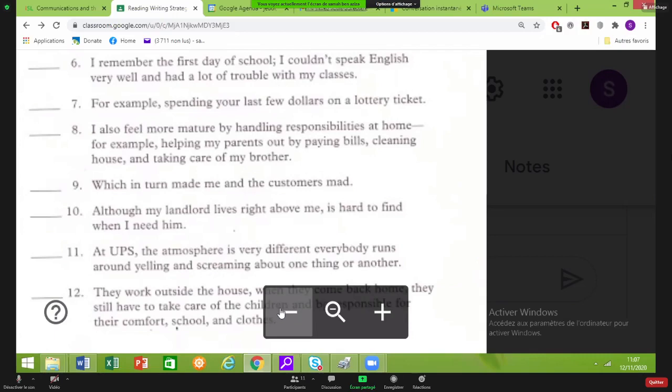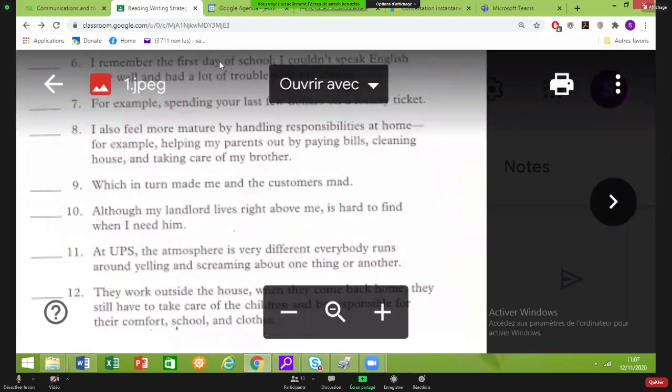Next, number 11. Which one are you reading? Number 11. At UPS, the atmosphere is very different. Everybody runs around yelling and screaming about one thing or another. It's an F, miss. It's a fragment.